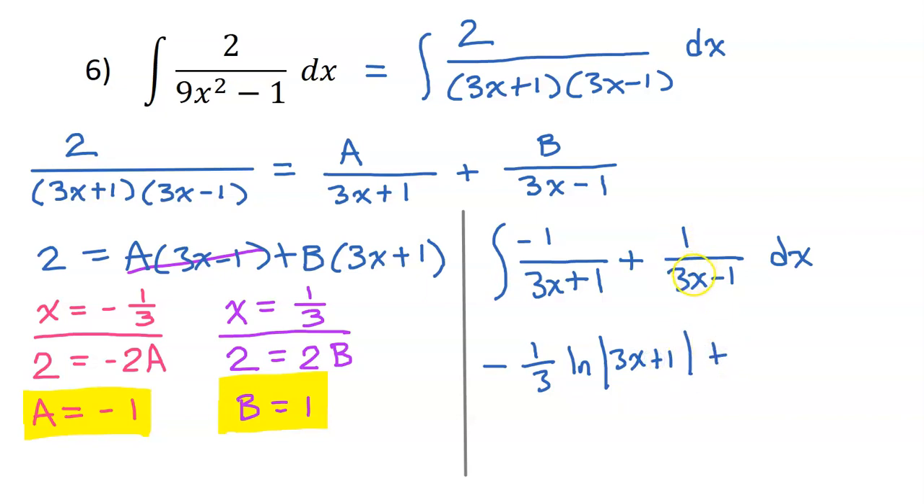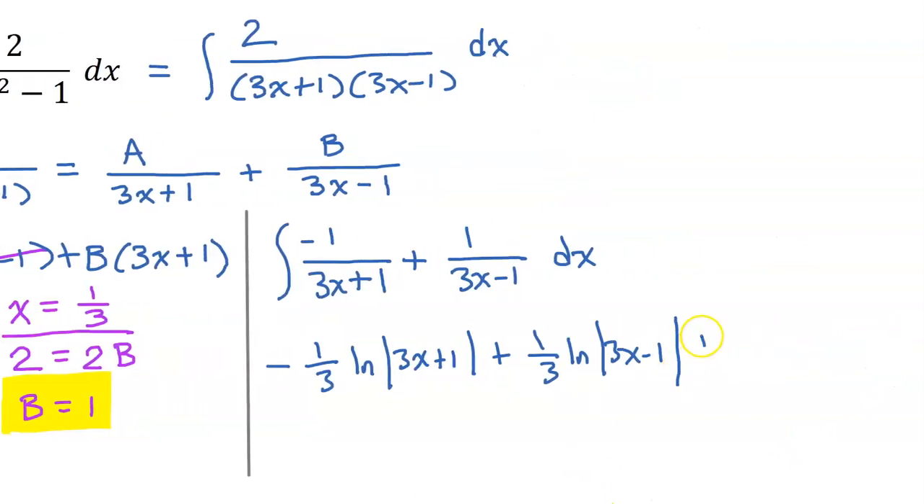Moving on to the next term, again, here comes a mental u substitution. If u is 3x minus 1, then u prime is 3. So we have to divide by u prime. We divide by 3, which gives us a 1/3 out in the front. Now the integral of 1 over u is the natural log of the absolute value of u. In other words, the absolute value of 3x minus 1. Don't forget the constant of integration, plus C.